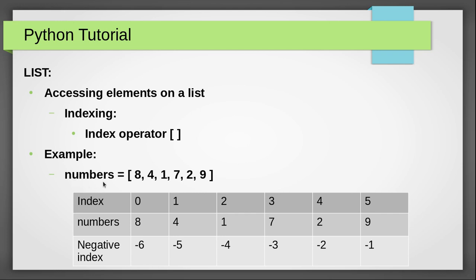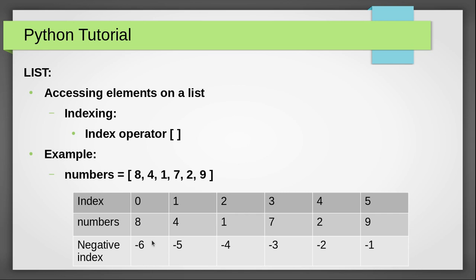Look at the example here. The list name is numbers, and we have a few numbers. We know that the positive index always starts from 0, from the first value onwards. So here 0 to 5, and for the negative index, the last item has the index value -1, and so on, -2, -3, up to -6. So let's see an example of how we access the data items from the list.